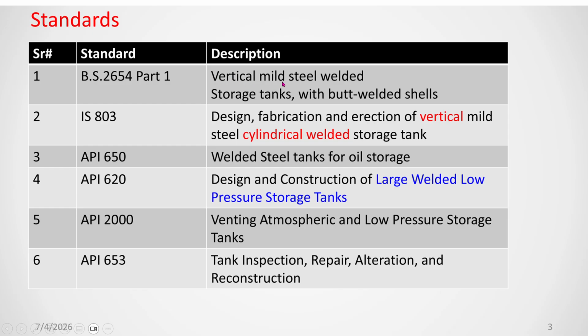Like BS 2654 part 1, that one is required for vertical mild steel welded storage tank with butt welded shell. Similarly IS 803, if you want to design, fabrication and erection procedures are also there, for vertical mild steel cylindrical welded storage tank. If you want to manufacture, then you have to specify IS 803.